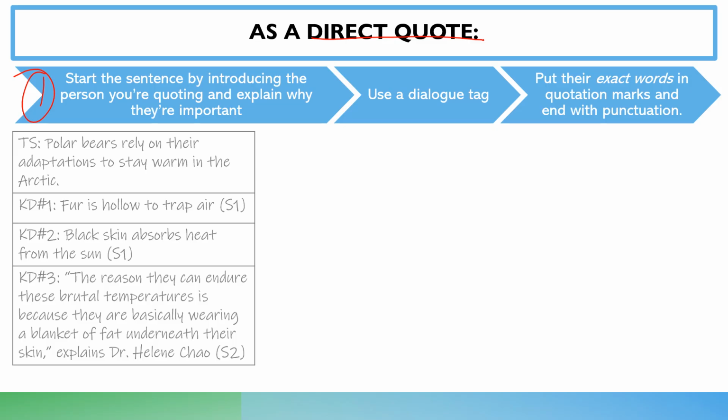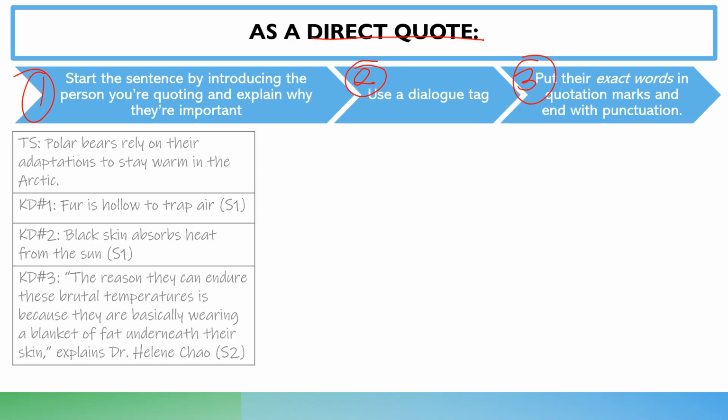So if I just said Sari Firth, you're left wondering, why does Sari Firth get quoted? What's so important about her? I need to tell the reader who she is and why she's important. So I'm going to introduce her. Then I'm going to use a dialogue tag. A dialogue tag is when you tell us stated, explained, teaches, when you've got that verb. And then you're going to put their exact words in quotation marks and end with punctuation.